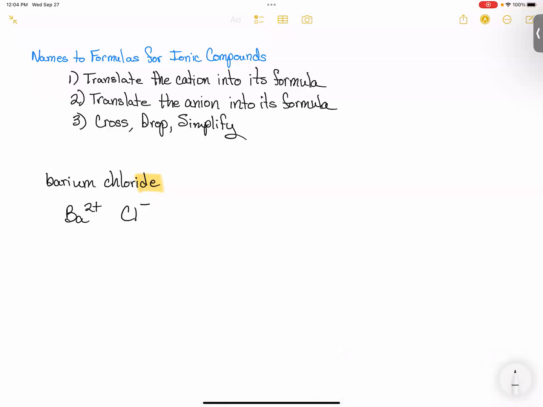So you've translated the cation and you've translated the anion. Now we cross, drop, and simplify. We're going to drop a 2 onto the chlorine, and because it's not shown, it means we drop a 1 onto the barium. So the formula will have 1 barium and 2 chlorines, and that is the formula for barium chloride.